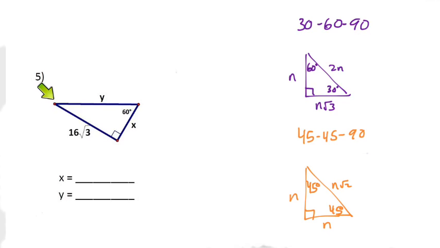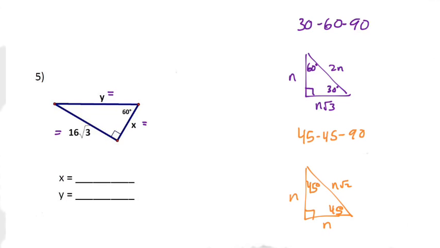Now, which template am I going to use for this triangle? 30-60-90 or the 45-45-90? 30-60-90, right? You see it's 60 degrees right here. So let's set up our equations. We're going to say that each of these sides equals one of the sides on our template.